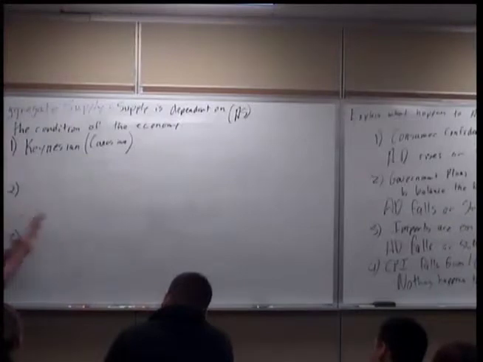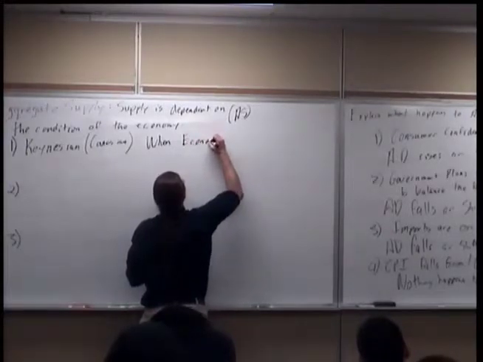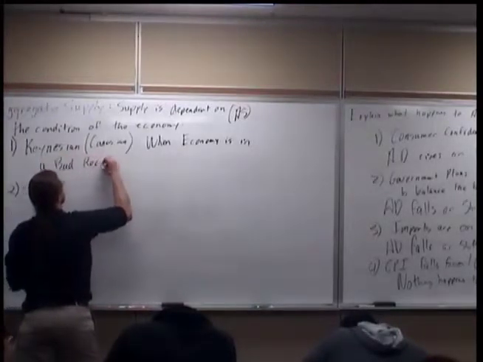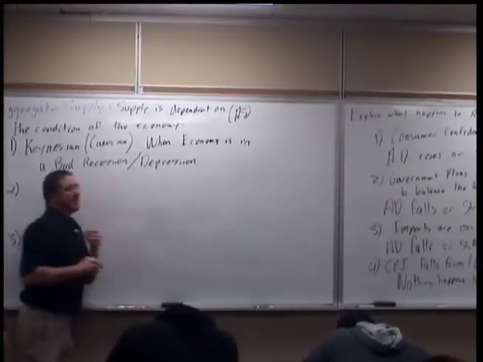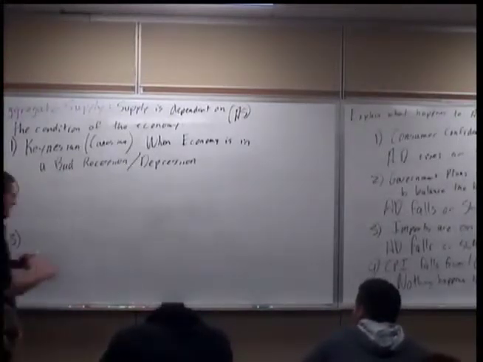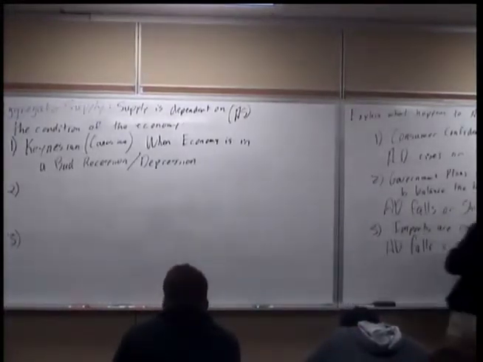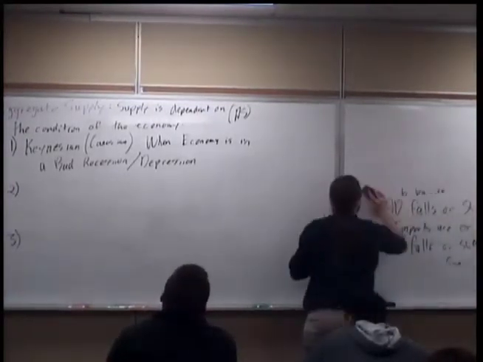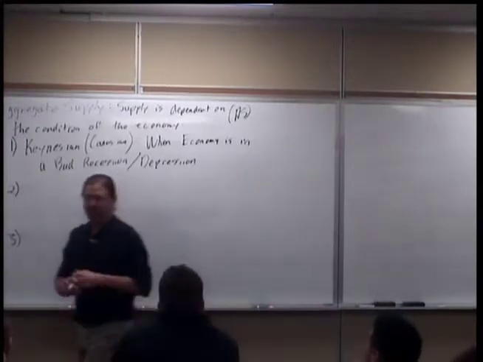But Keynes said, when the economy is in a bad recession, or, heaven forbid, a depression, this is a certain stage of aggregate supply. The idea behind it is, imagine you're in a really bad depression or in the Great Recession. Think about yourself 2 years ago. Or for those of you who are old enough, think about yourself 70 to 80 years ago, because that was when the Great Depression was.